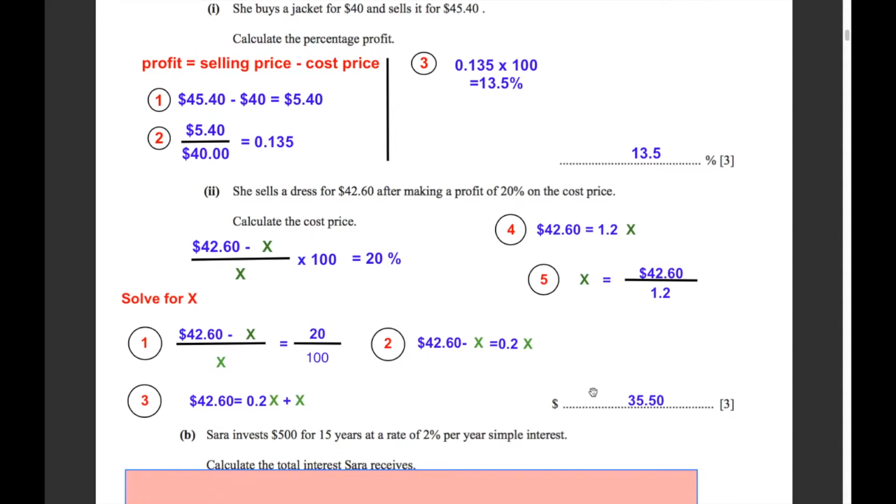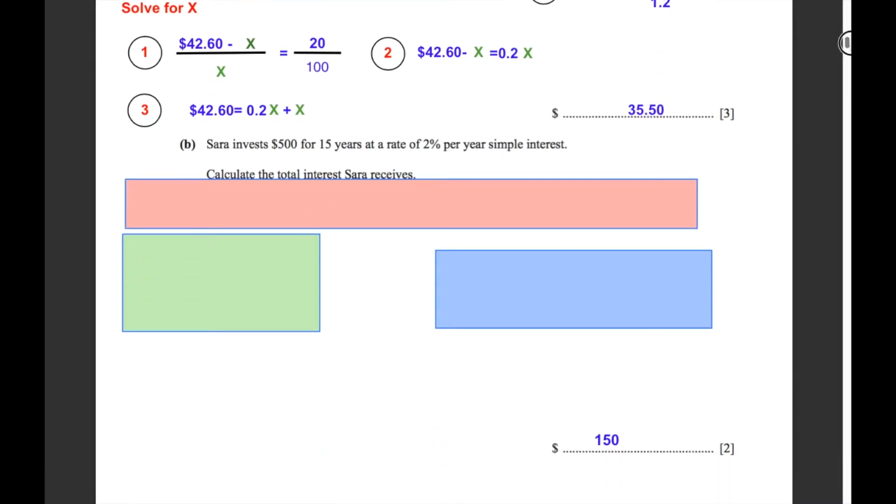So that just means that was the original price that she bought the dress for. Okay, so moving on. Sarah invests $500 for 15 years at a rate of 2% per year simple interest. Calculate the total interest Sarah receives. So let's try to do that.